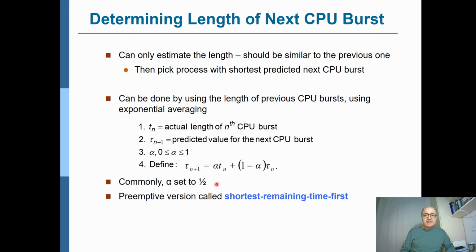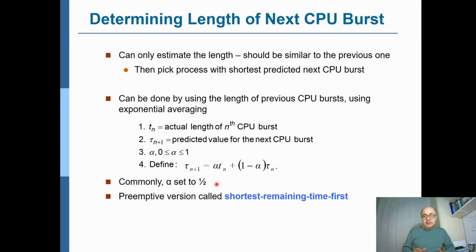Now, this is actually how you can, in reality, implement shortest job first. But note that this is based not on reality, but on our predictions. If our predictions hold, then it will be real shortest job first. If our predictions do not hold, it will be something close to shortest job first. How close? Well, it depends on how close your predictions were to reality.